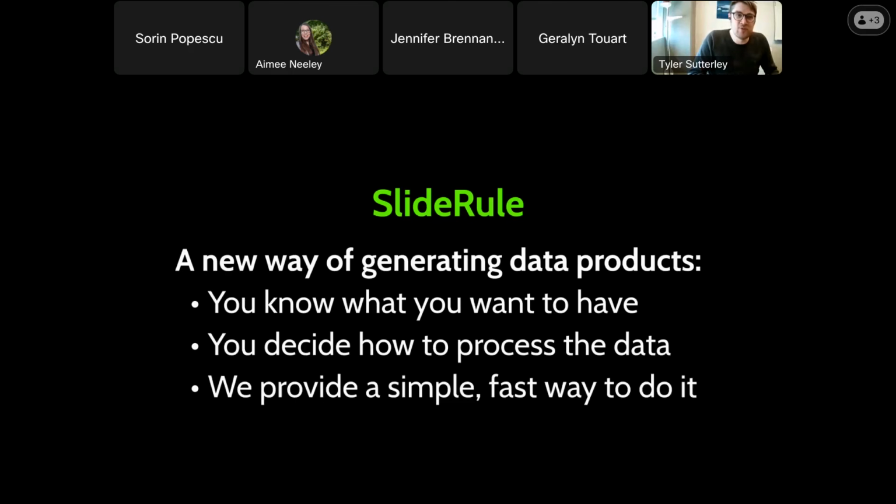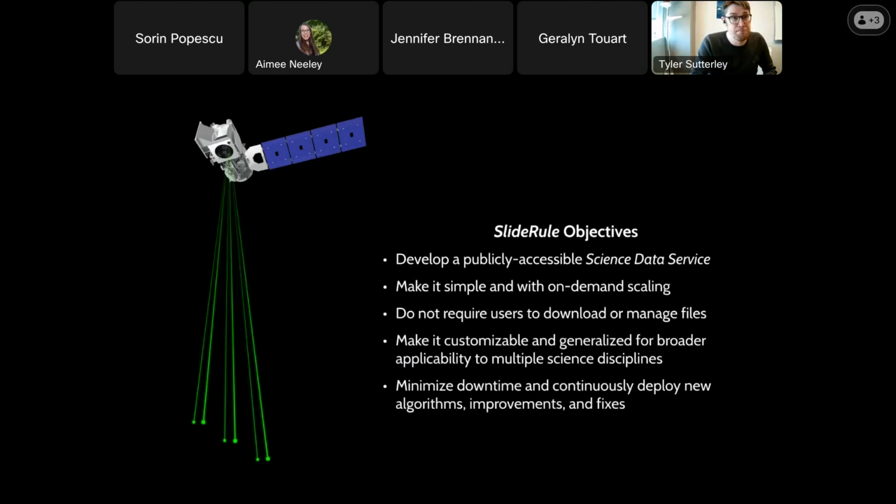Scientists that created these products are brilliant, but we can think about everyone being a scientist and generate a product that you want to fit your need. SlideRule is a cloud-based science data service that provides a simple and fast way to get data and process it the way you want, and to get products that fit your applications best.